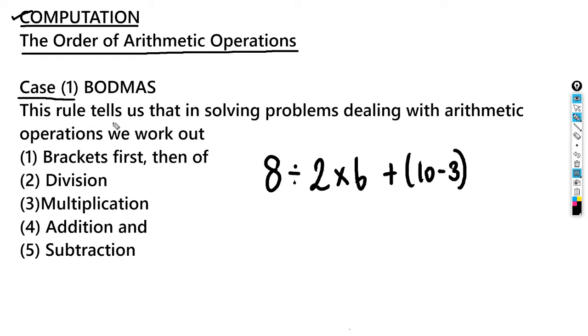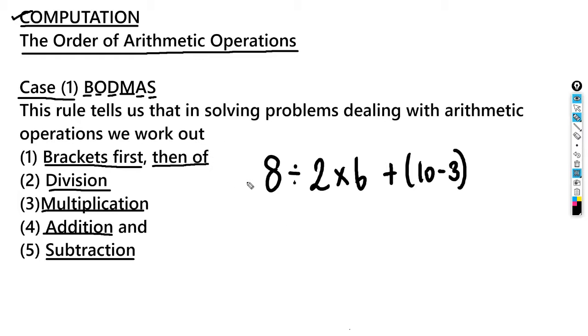It says this rule tells us that in solving problems dealing with arithmetic operations, we work out brackets first, then of, division, multiplication, addition, and subtraction. So B is brackets first, then the O is of, then division, multiplication, addition, and subtraction is last. So that's the order we use, guys. BODMAS. So let's look at an example.